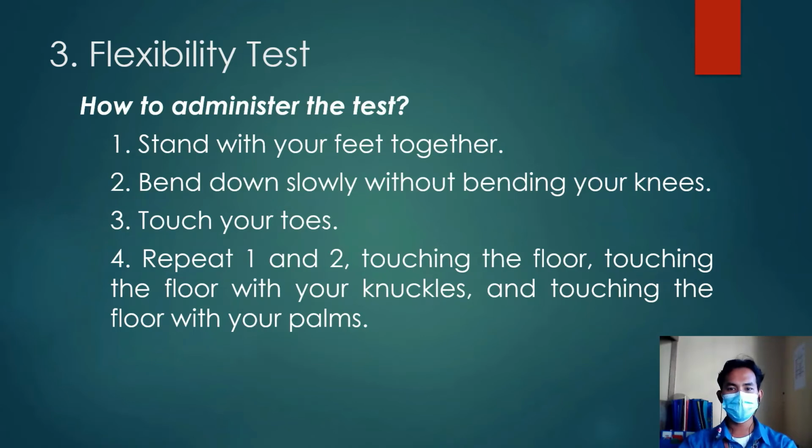Next is the flexibility test. How do we administer the test? First, stand with your feet together. Then, bend down slowly without bending your knees. Third, touch your toes. And then after that, you are going to repeat procedures number 1 and 2. But this time, you are going to touch the floor with your knuckles, and touch the floor with your palms.